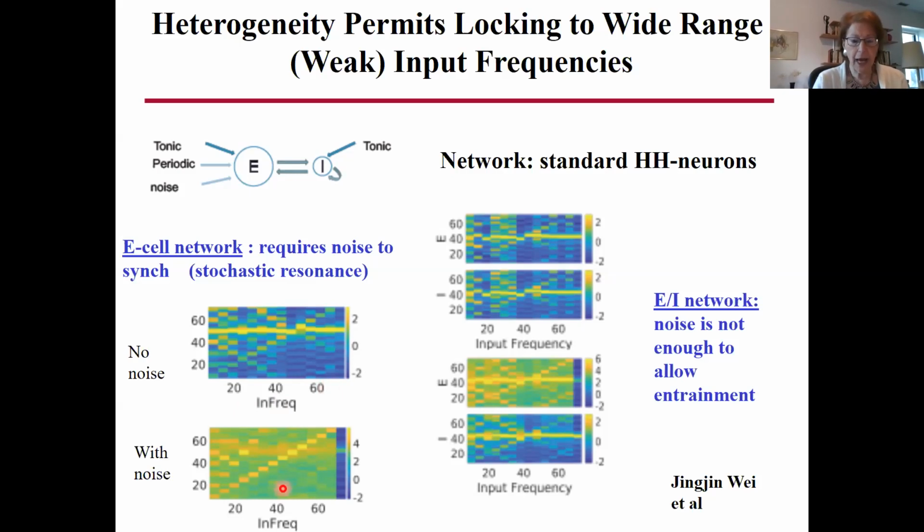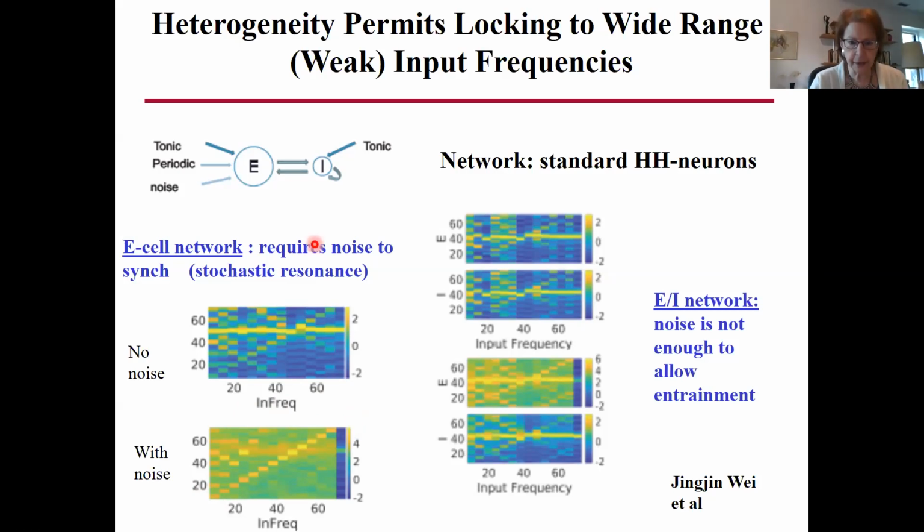If, however, you add noise to this, allowing for something like stochastic resonance, now the network can actually synchronize from about 0 all the way up to 70. So this is surprising. I'll tell you a little about how it works in the next slide.